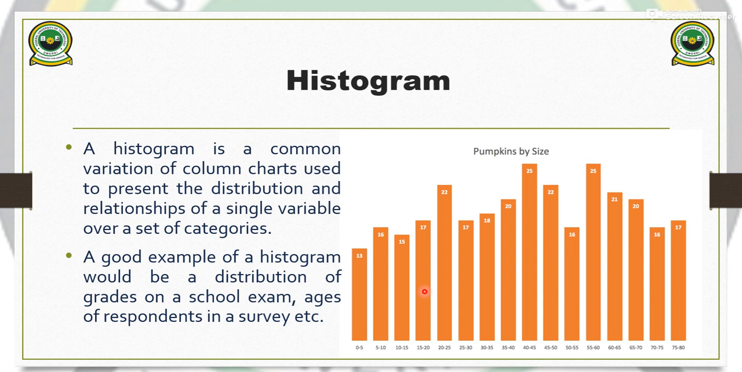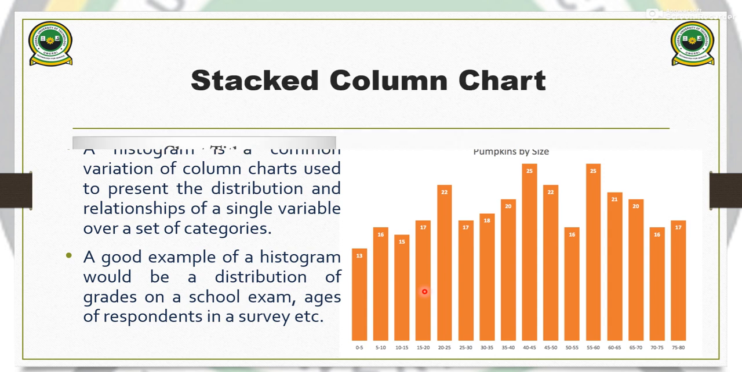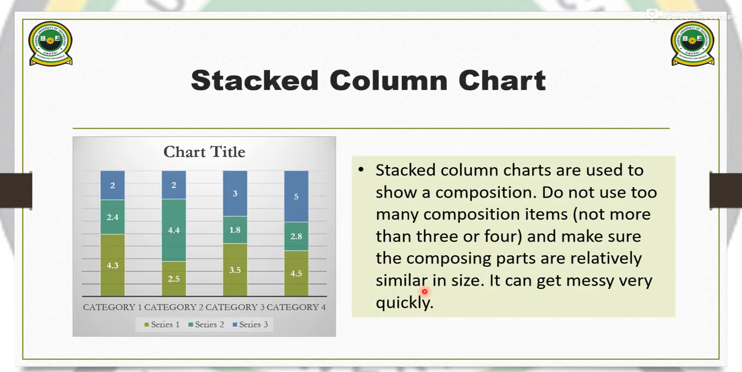Now we have the stacked column chart. Stacked column charts are used to show a composition, like when you look at it at this place. For category A or category B, there are different compositions inside of the stacked column, and these could be different variables that you are looking at.